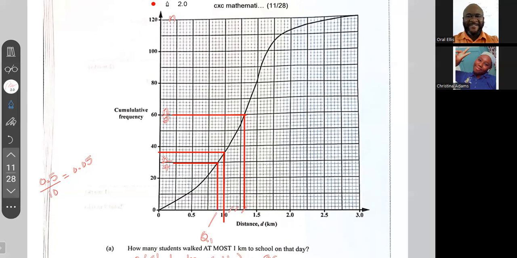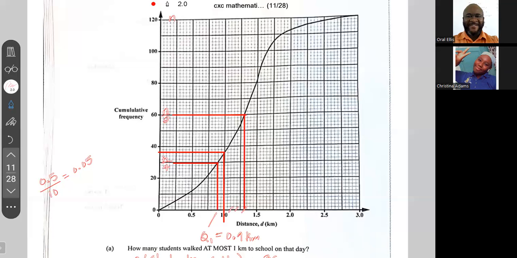So Q1 there looks like it is 0.9 kilometers. Q1 is 0.9 kilometers. How do I know that? Each of those small divisions is 0.05, so two of them is actually 0.1. So that Q1 is 0.9 kilometers.